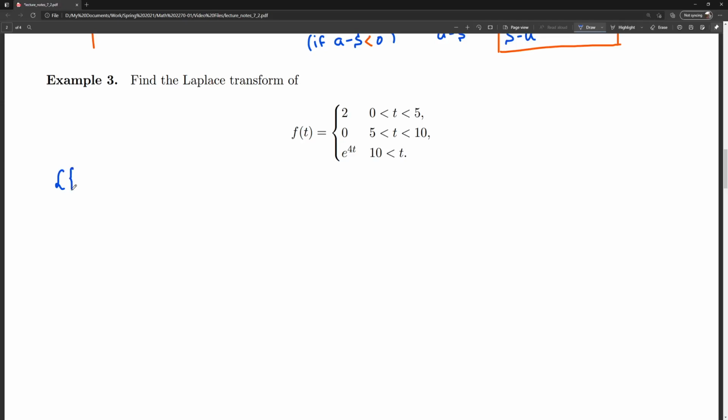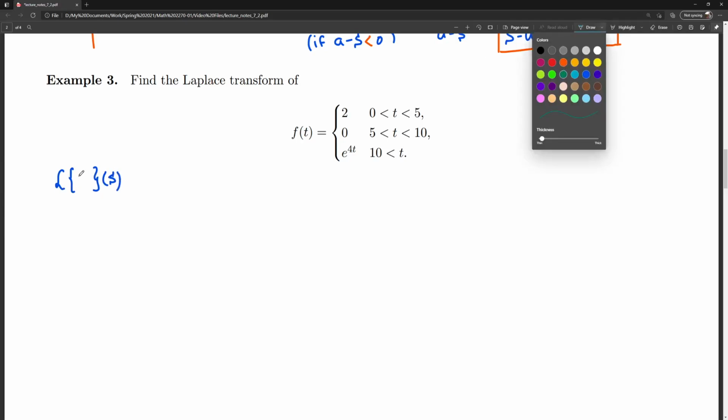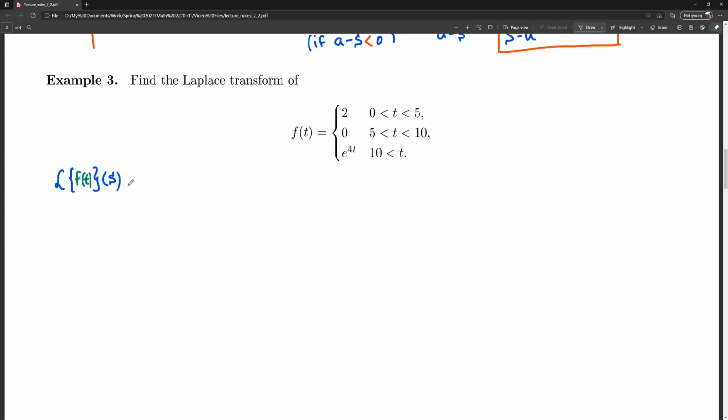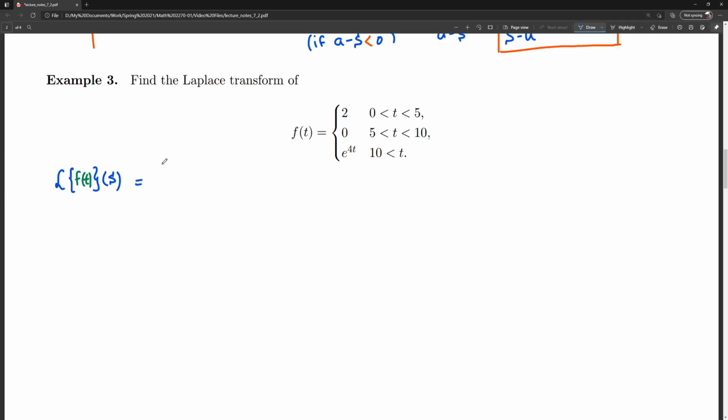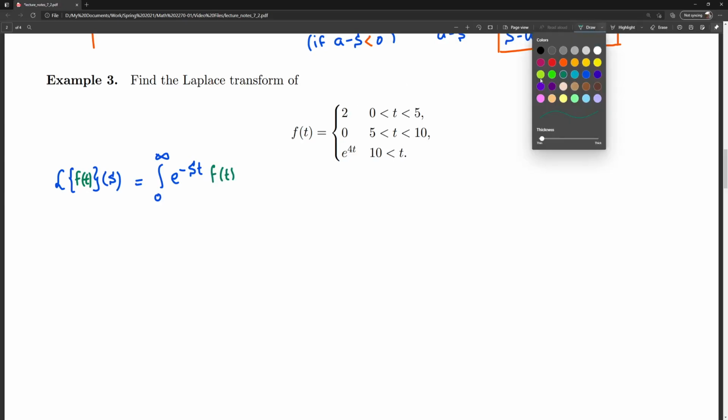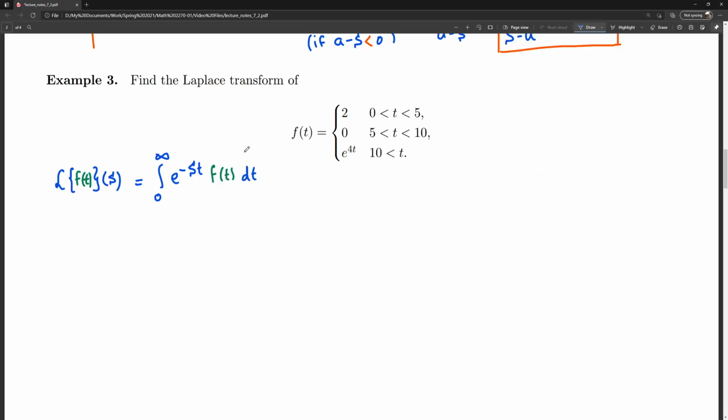So we take the Laplace transform of f of t, and it will be a function of s. And what we'll have to do is, when we look at the improper integral that would normally go from 0 to infinity, right? It's 0 to infinity, and then e to the power negative s t, and then f of t dt. We will have to split up the integral from 0 to infinity into 3 pieces.